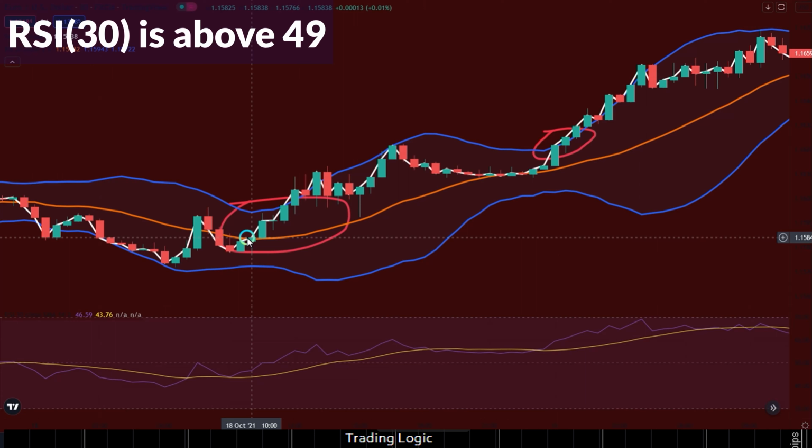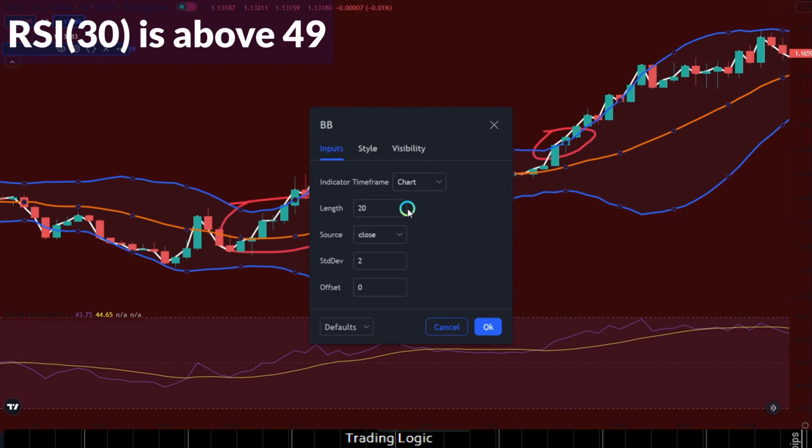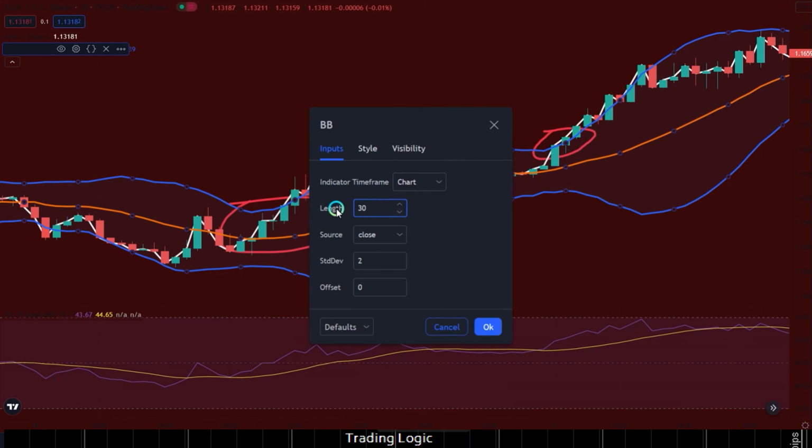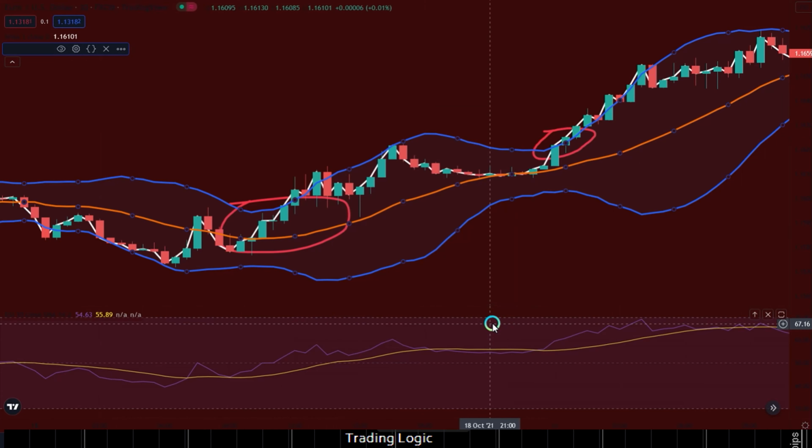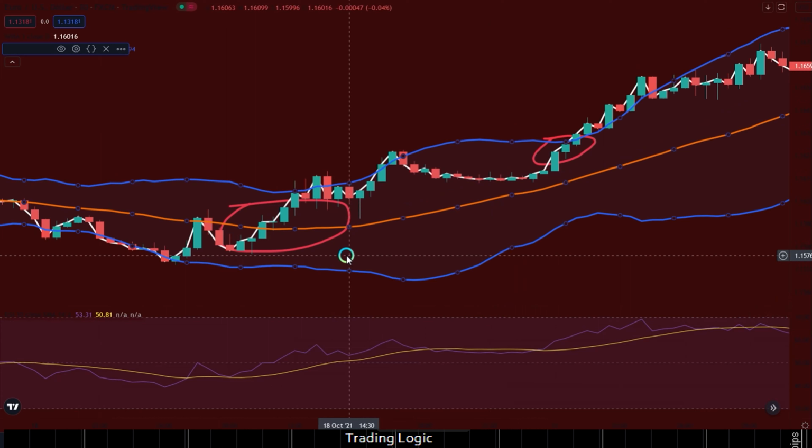So the 1 period weighted moving average should cross above the 2 deviation and 30 period middle line of the Bollinger Bands. And we have a second confirmation condition, and we will need a 30 period RSI for this condition.